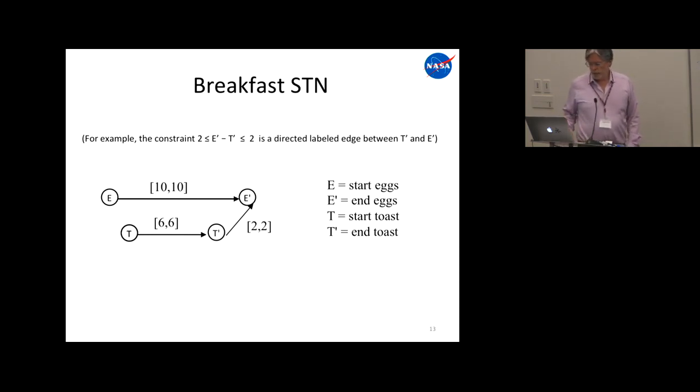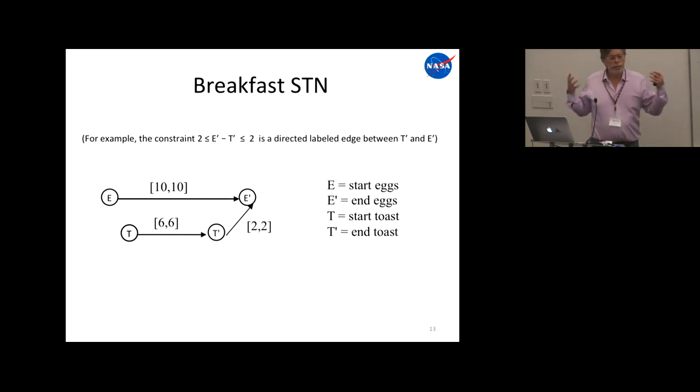All right. So we have four events: starting the eggs, ending the eggs, starting the toast, ending the toast, and some constraints represented graphically. If you have a constraint of this form, for example, the end of eggs minus the end of toast is between 2 and 2, that's a directed edge, this directed edge. So this is how this constraint in the problem translates into a graphical representation.